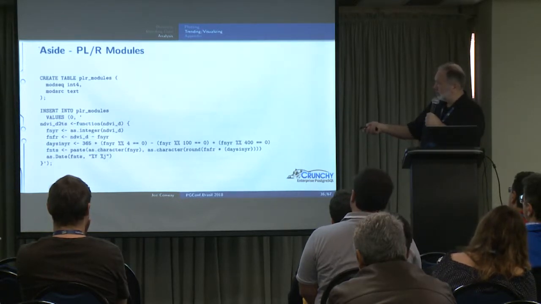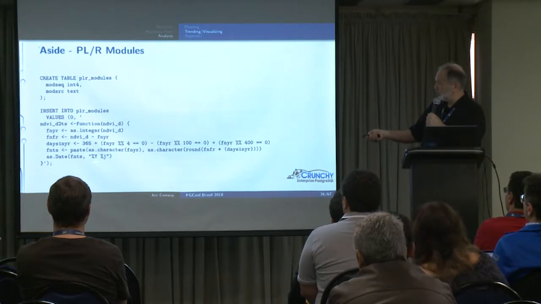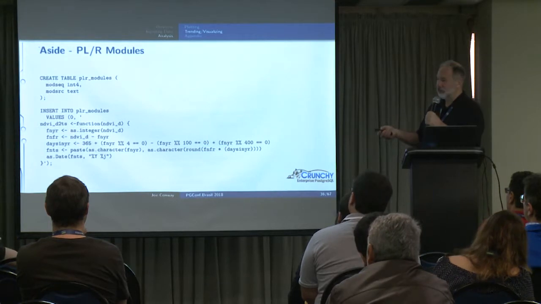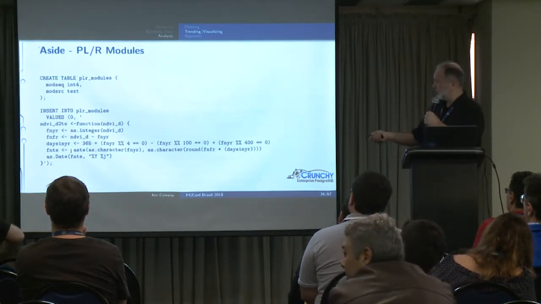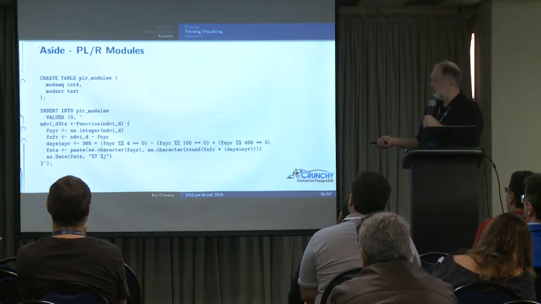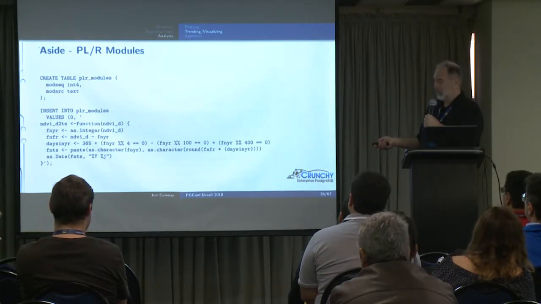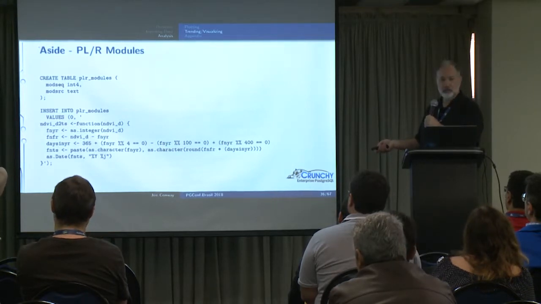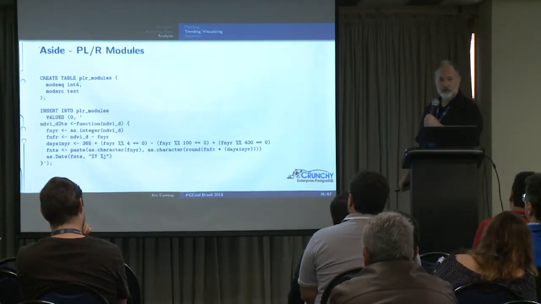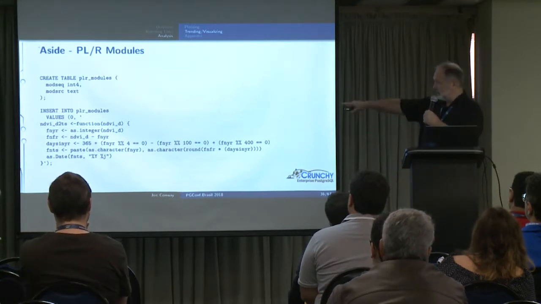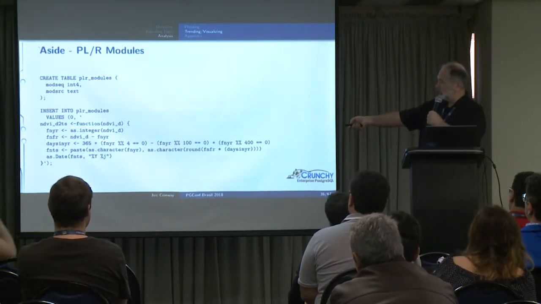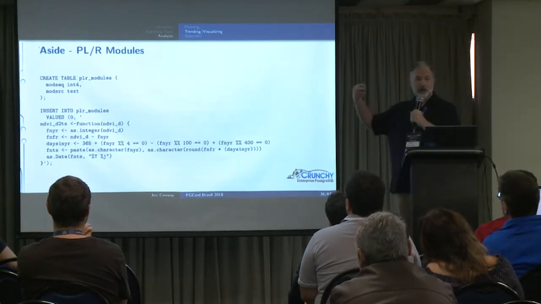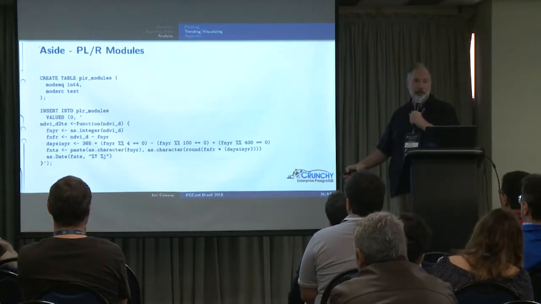So what I did here is I insert into plr_modules this function that is going to take that year and fractional date and convert it into an actual date. And this takes into account things like leap years, and it gets executed by the interpreter. Since this R code is defining a function, now that function is available in my interpreter to call just like any other built-in function.